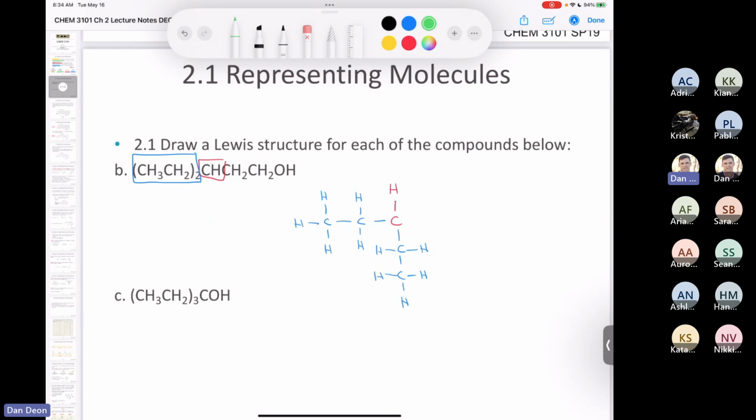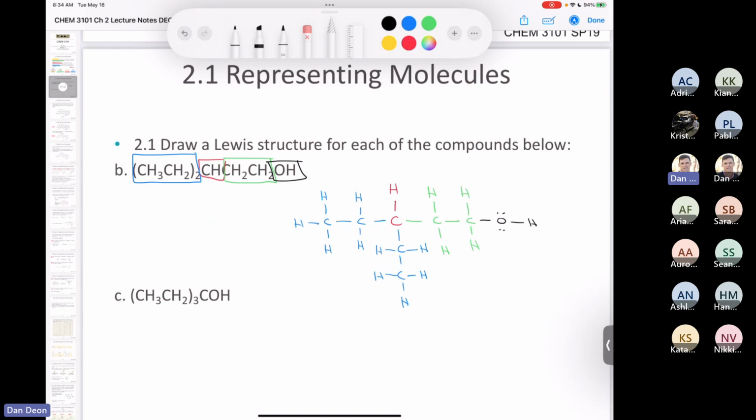Now we have two CH2s coming off of the carbon in red. So I'm going to draw those here in green. Hopefully you can see that in the video. So we have two CH2s like this. And then we have our OH group here. So we're going to put O, H. And don't forget that when oxygen has two bonds, it also has two lone pairs. So there's our Lewis structure for this compound.